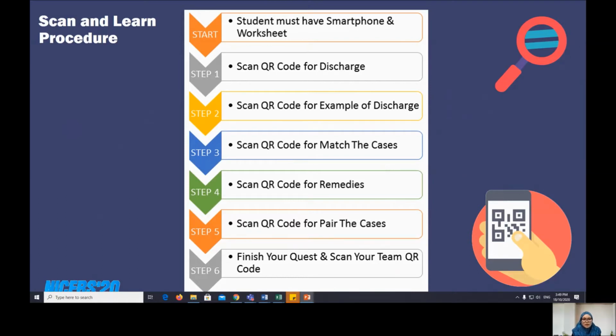Number 3, the students have to scan a QR code to match the cases. In this step, the students have to match which one is the correct case for the correct discharge. Step number 4 is where the students have to scan a QR code to know about the definition of remedies. And step number 5, the students have to scan a QR code to pair the cases under the remedies topic, and they must pair the correct cases under the correct remedies. And lastly, step number 6, when the students have finished their quest, they have to scan based on the team's logo, and log in to Facebook to leave a message.